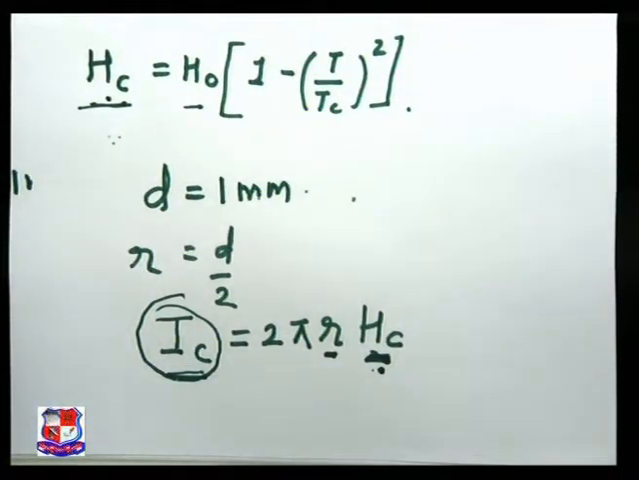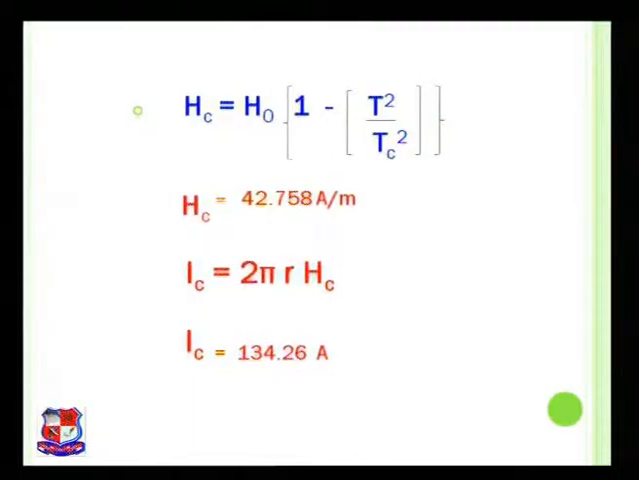So in our slide, Hc is equal to H0 into 1 minus T square upon Tc square is the equation to calculate critical field at a particular temperature T. Here you can see that we have calculated Hc by substituting the values of H0, T and Tc. By substituting Hc in this equation, we can calculate Ic, that is what you call the critical current.